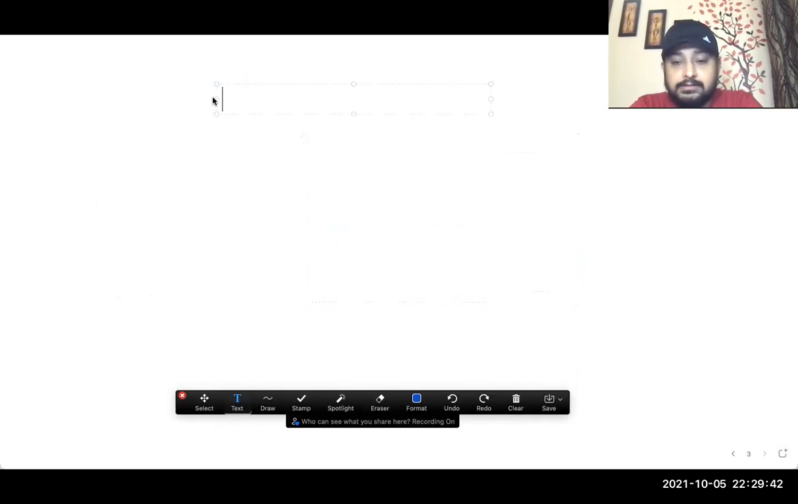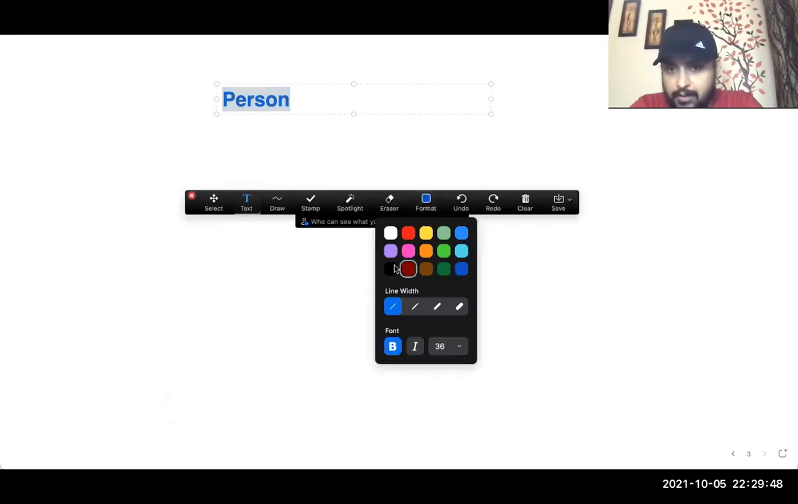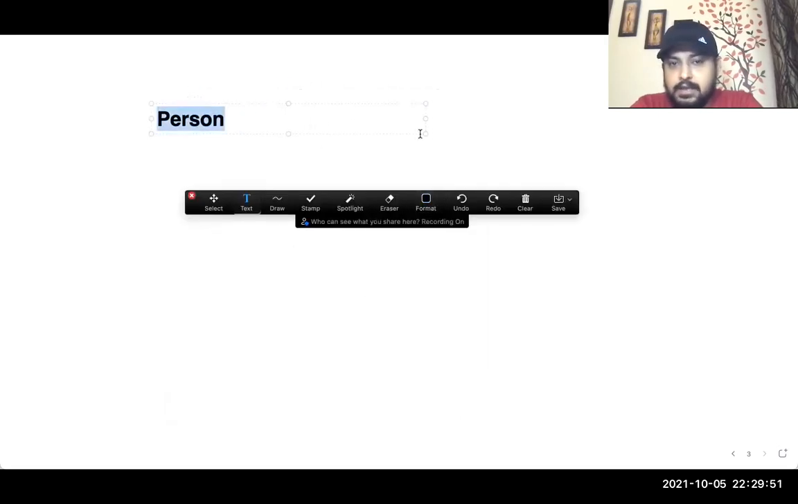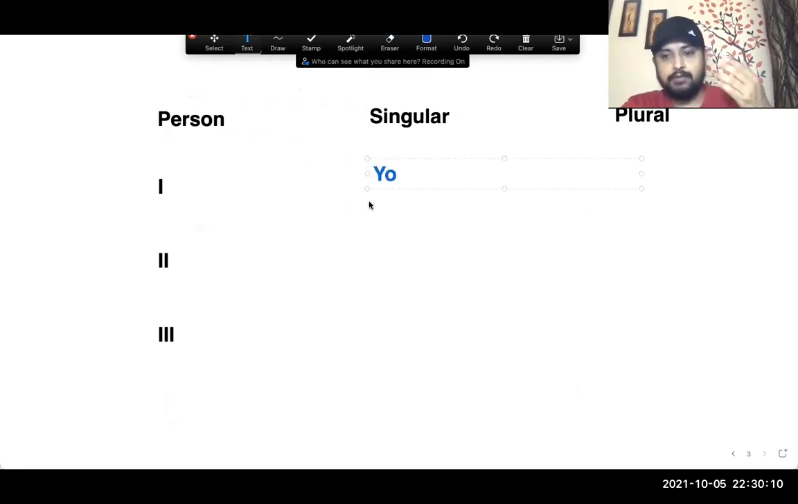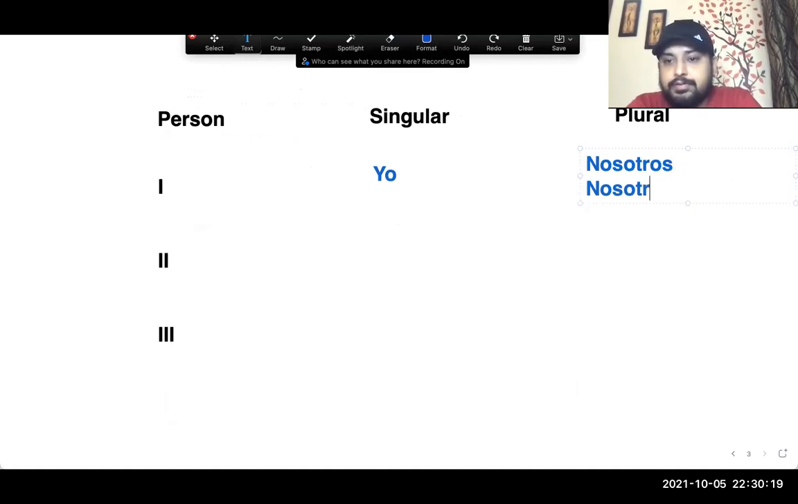So like we are aware, there are three persons, right? First person, if I am doing the action. Second person, if you are doing the action, that can be singular and plural. And third person, if anyone else is doing the action. So I will just write first person. The singular form is obviously yo, and the plural will be nosotros or nosotras. We will see the difference between nosotros and nosotras.